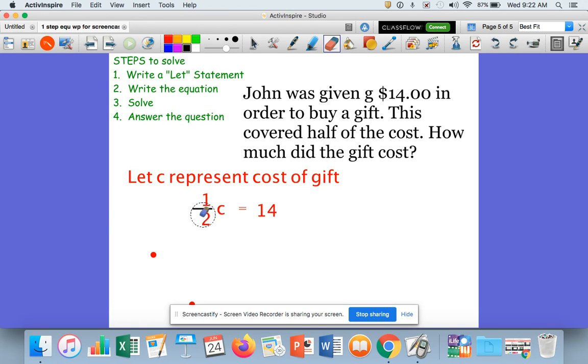Remember, when I have a fraction, in order to get the C by itself, I have to multiply by the inverse operation, which is 2 over 1. So I multiply both sides by 2 over 1. These cancel out. 1 times 2 is 2. 2 times 1 is 2. 2 over 2 is just 1, which just gives me C. And I know that 14 times 2 is 28. So I know that he has to pay $28 for the total cost of the gift. I hope this helped you.